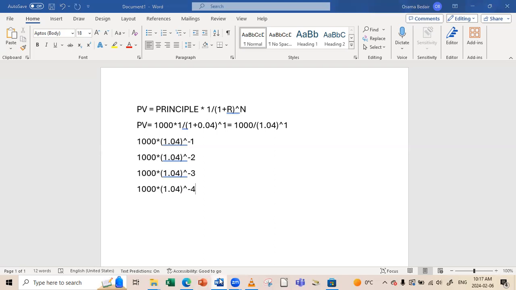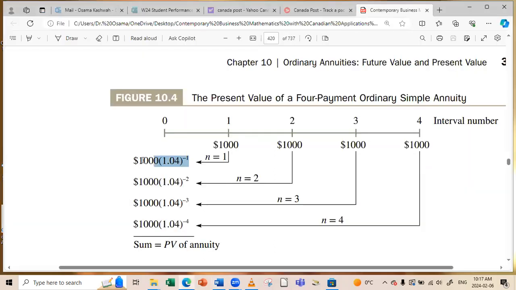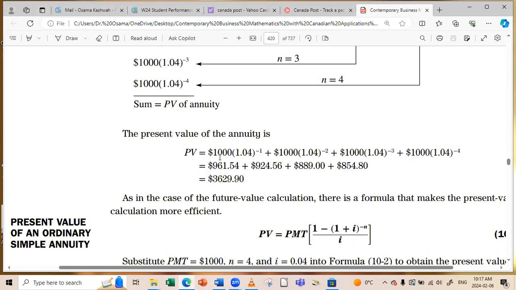Then back to track, back to the exercise. So this amount, power minus 1, will be 961.54. And power minus 2 will equal, when we calculate it, 924.56. And power minus 3 will be the third amount, 889.00. And the fourth amount, power minus 4, will be 854.80. When we add the four together, that will give me this amount.